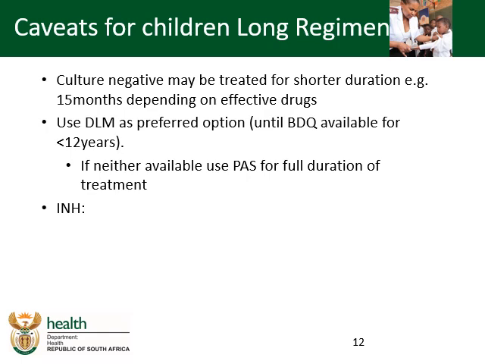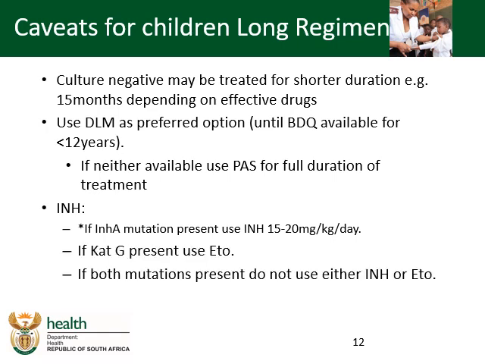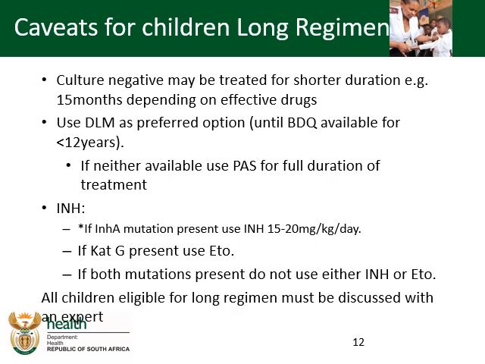And then, as we've mentioned with INH, we will look at our mutations. So if it's the inhA mutation, you use high-dose INH, katG, you're going to use ETO. But if both mutations are present, you're not going to bother adding in those two drugs.